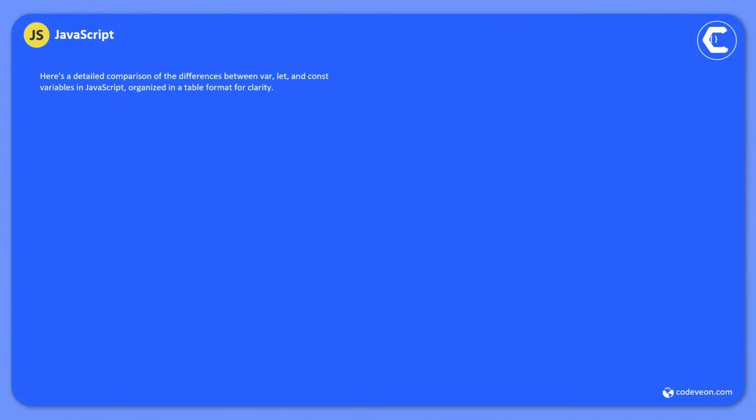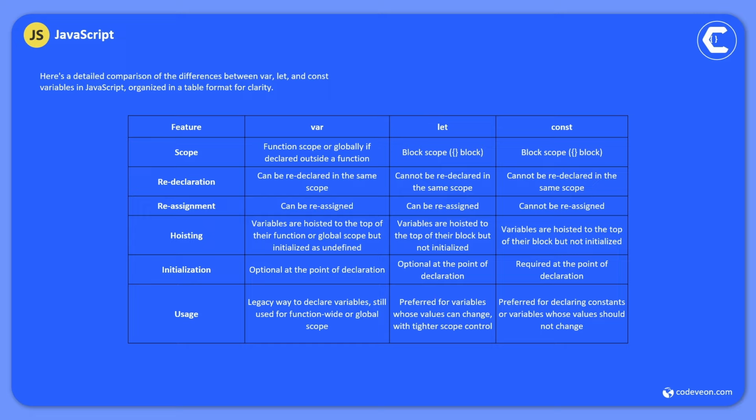Here's a detailed comparison of the differences between var, let, and const variables in JavaScript, organized in a table format for clarity.